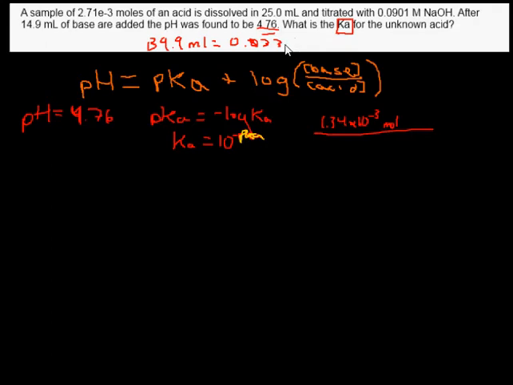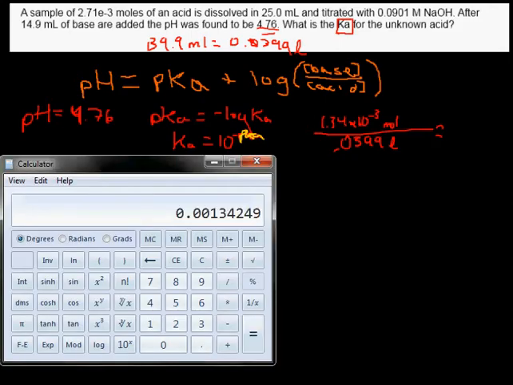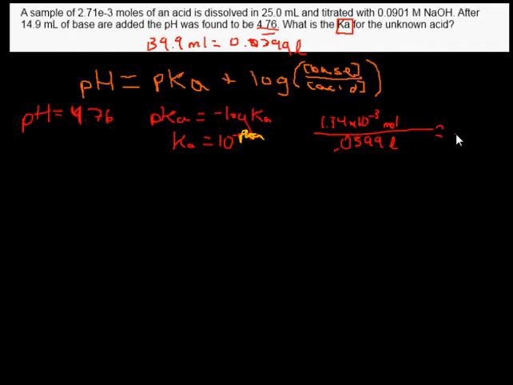0.0399 liters. I keep making that mistake for some reason. So 1.34 times 10 to the negative 3 divided by 0.0399 liters gives us 0.0336.